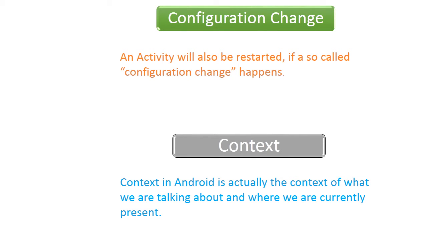Next component is configuration change. Some device configuration can change during runtime, such as screen orientation, keyboard availability, and when the user enables multi-window mode. When such a change occurs, Android restarts the running activity. onDestroy is called followed by onCreate. The restart behavior is designed to help your application adapt to the new configuration by automatically reloading your application with alternative resources for the new device configuration.